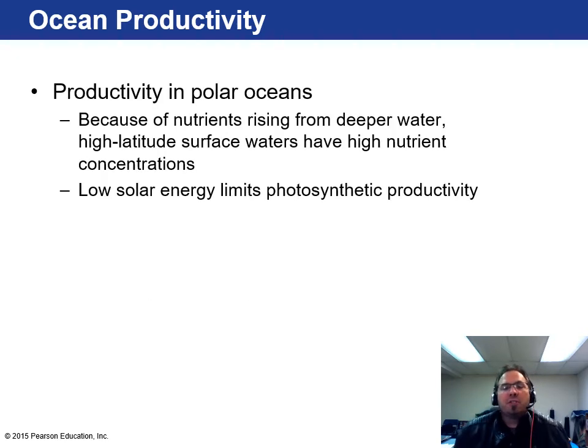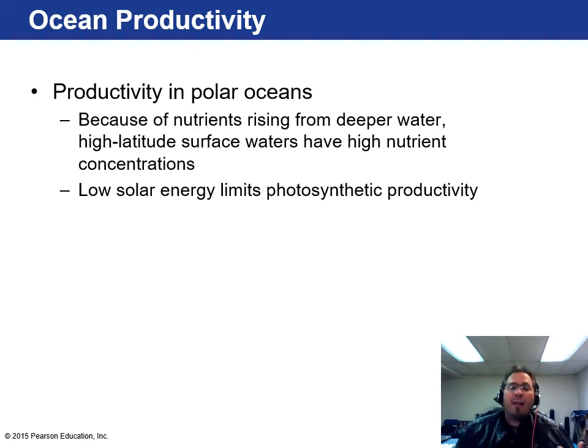Now, in the polar oceans, you get nutrients rising from deeper water, and so high latitude surface waters have high nutrient concentrations. Now, if you've ever noticed where a lot of fishing places are, like the Japanese love their fish and they fish a lot of the ocean. A lot of them are in northern latitudes. A lot of the big fishing vessels are found in northern latitudes because the colder water has more nutrients in it.